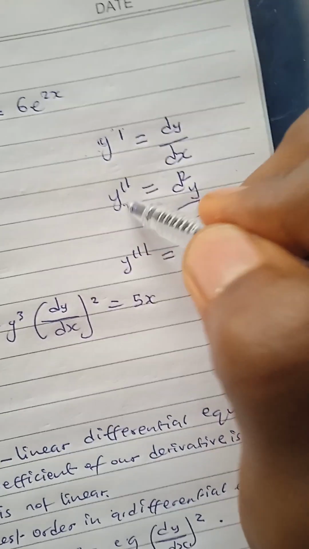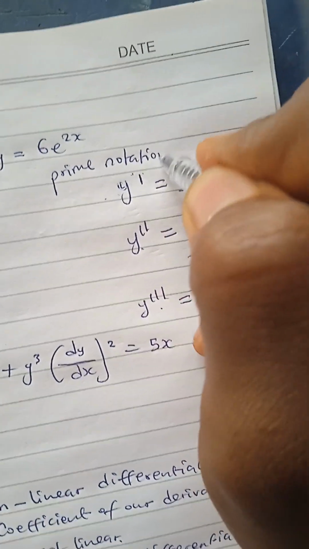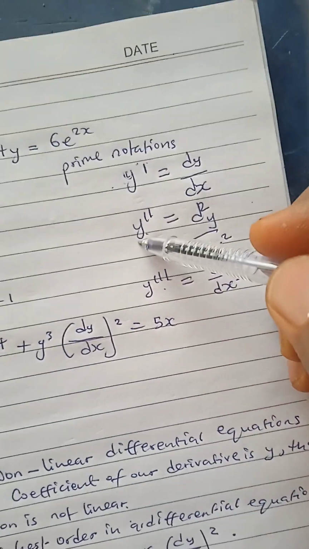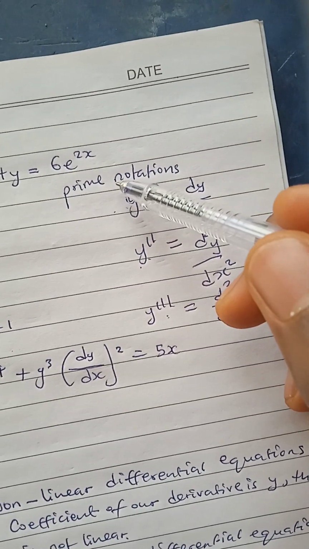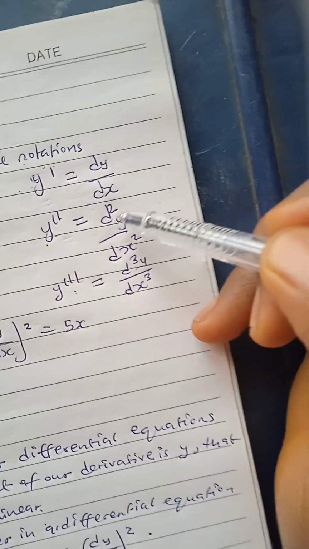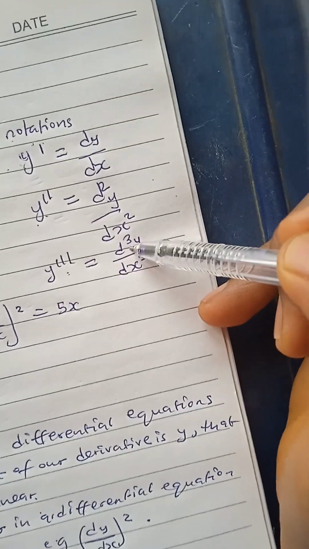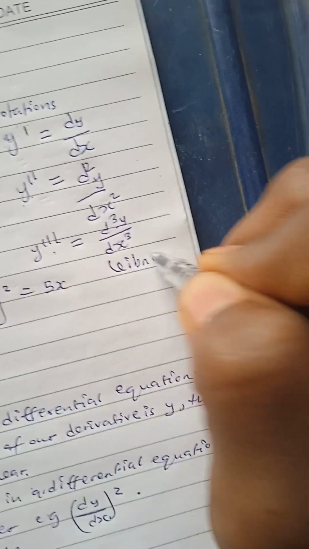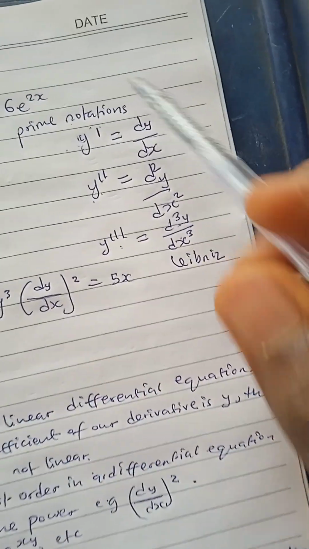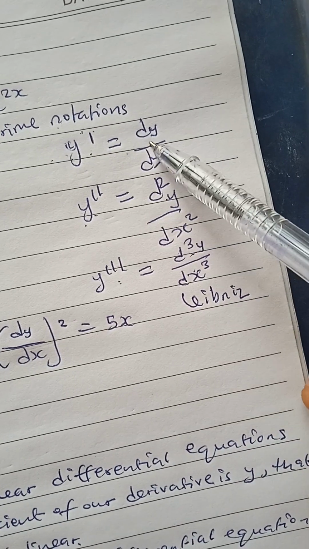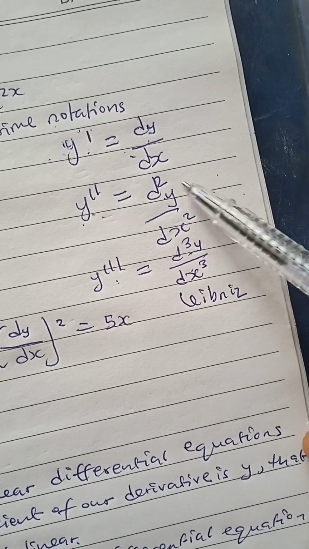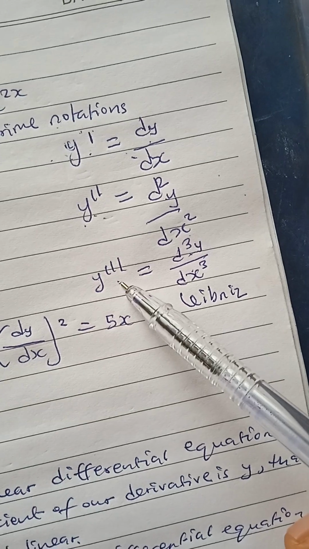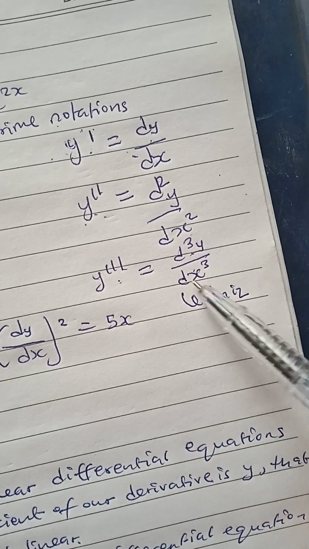Y prime prime, y prime prime prime, all these are called prime notations. Then dy over dx, d squared y over dx squared, d cubed y over dx cubed, all these are called the Leibniz notation. Note that y prime is the same thing as dy over dx, y prime prime is the same thing as d squared y over dx squared, and y prime prime prime is the same thing as d cubed y over dx cubed.